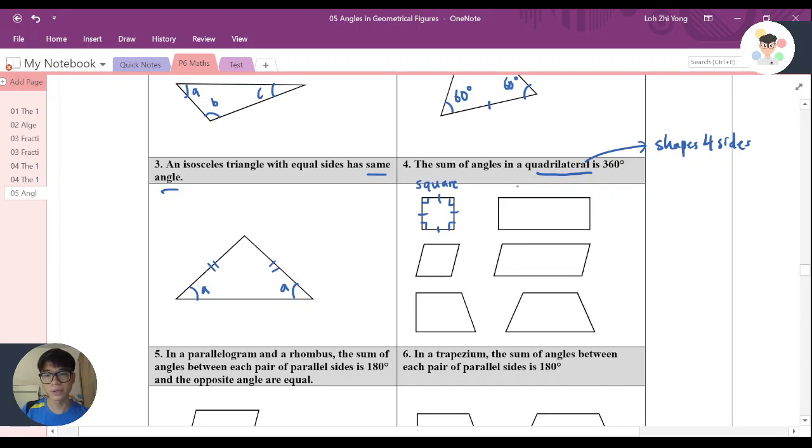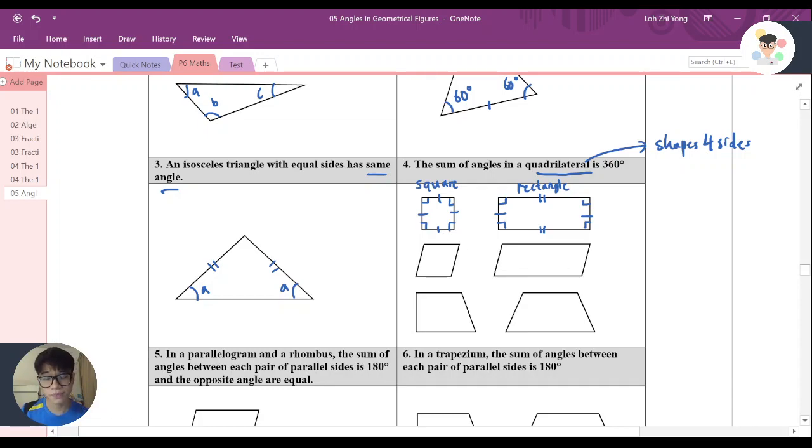So the next one here, we know this is called rectangle. The same thing here and here is the same length, but here and here is the same length. Again, the same thing again, 90, 90, 90, 90. Add up total is 360 degree.